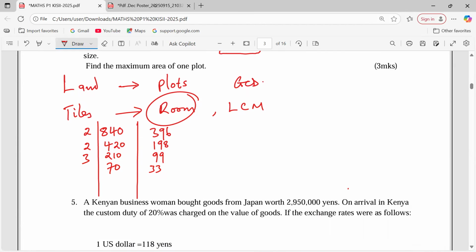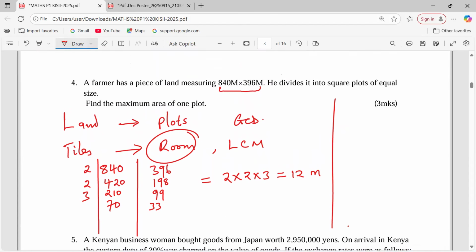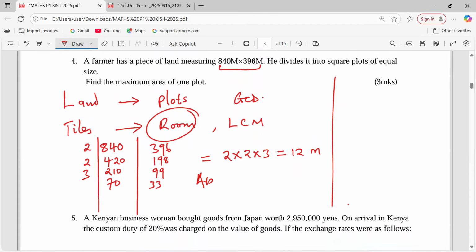33 is a multiple of 3 and 11, and 70 cannot be divided by any of them, so we don't have any other common factor. So these square plots are measuring the GCD, which is 12 meters. Therefore, the area of one plot, because it measures 12 by 12, squared, should give us 144 meters squared.